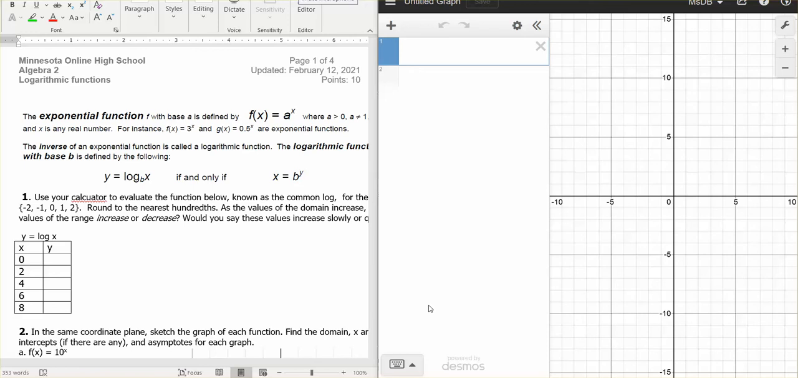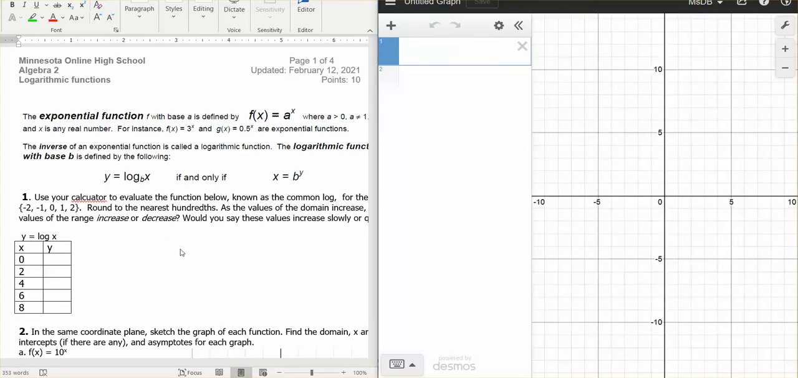In this video, we are going to go over how to do some logarithmic functions, some graphs, and some figuring out of the functions. I've got the worksheet open in one window, and I've got Desmos in another so that I can use that as needed. On this worksheet, let me make it a little smaller so we can see the whole thing.